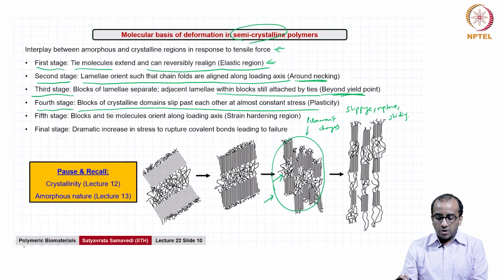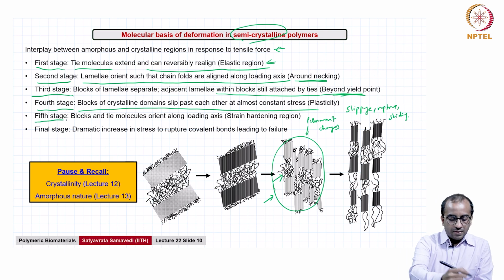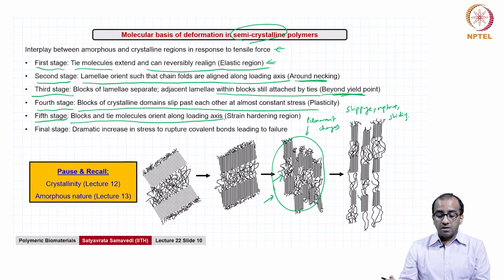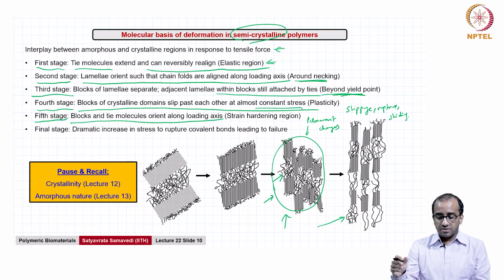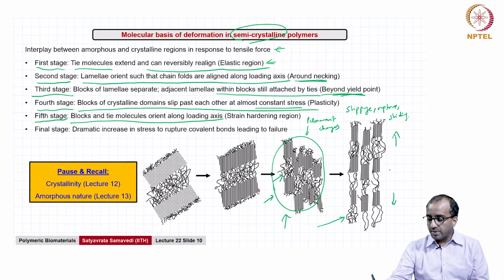And then if you keep going beyond, you go to the fifth stage where the blocks and tie molecules now completely orient along the loading axis. This is the strain hardening region. So, in the fourth stage where you almost get constant stress, this is what you would call perfect plasticity. These domains slip past each other. If you keep pulling it further, you go to the fifth stage where this is the loading axis. You are pulling the material this way, and you see all the tie molecules and the lamellae have now oriented in that direction.